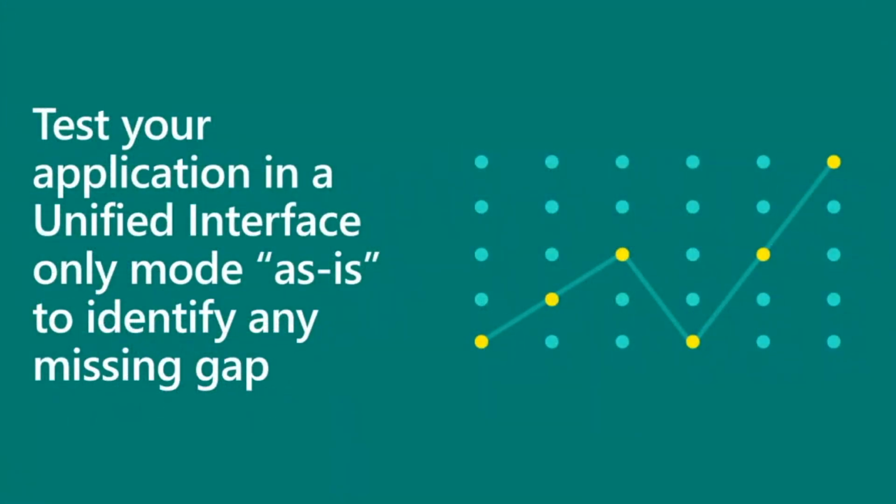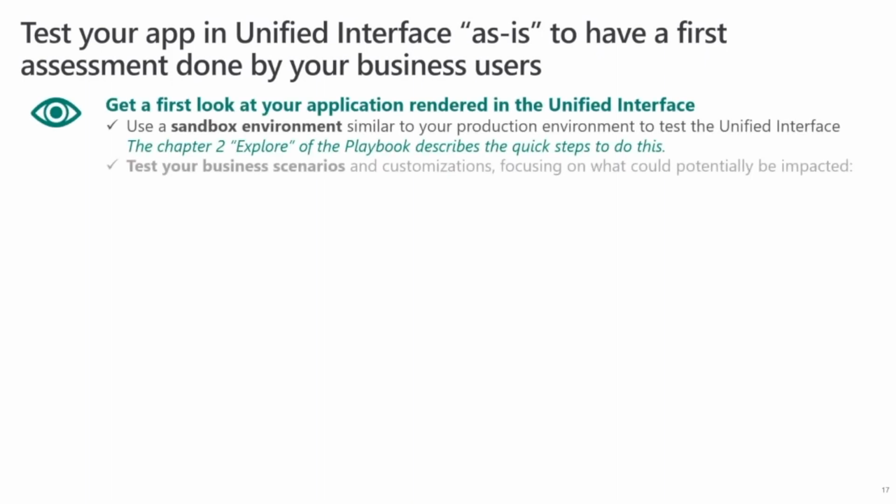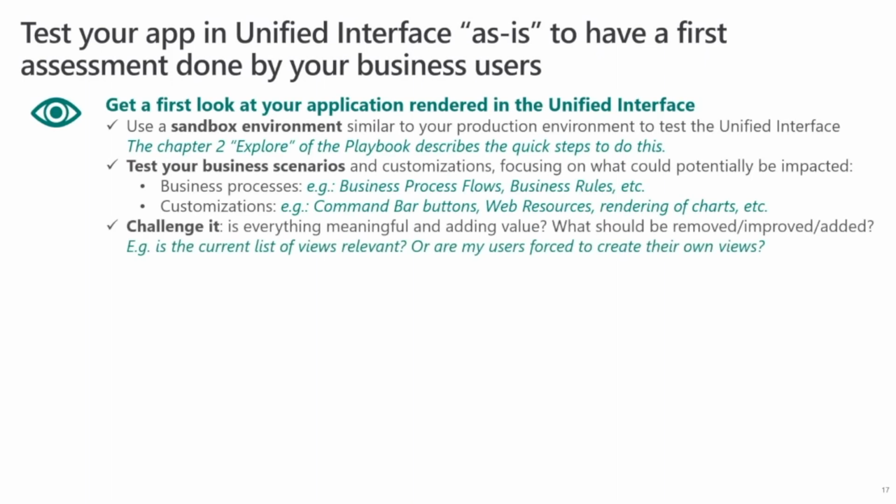The other thing to do now is to test your application in a unified interface only mode, as is, to identify any missing gaps. And this one is very, very easy to get you started on. It's important to have your business users do it, because that way you get a first look at your application rendered in the unified interface, and you don't have to do anything apart from switching on an option. And you get more details on that in chapter 2 of the playbook.